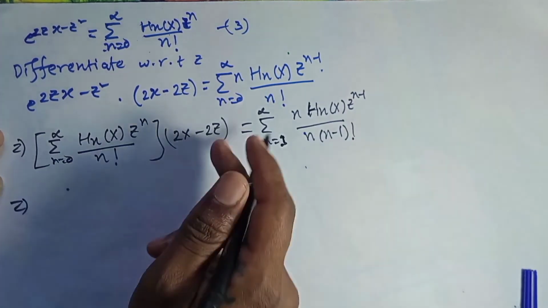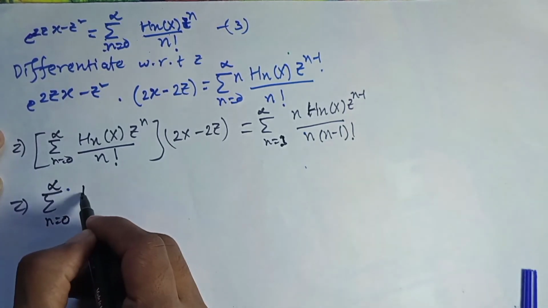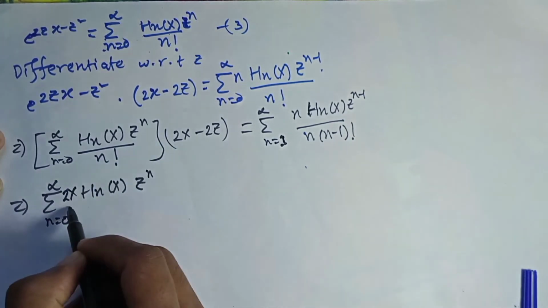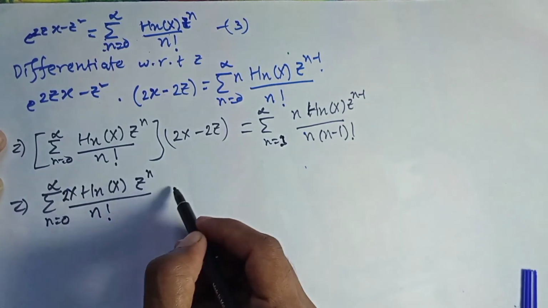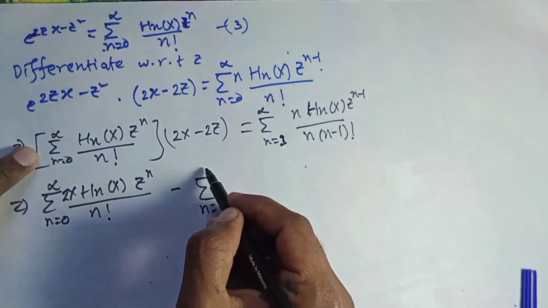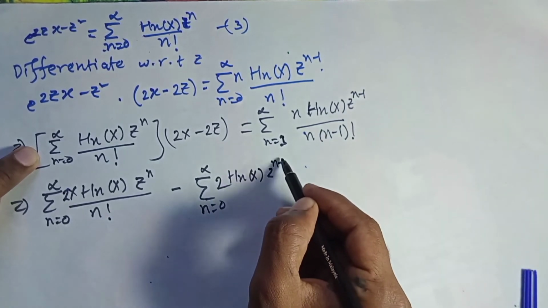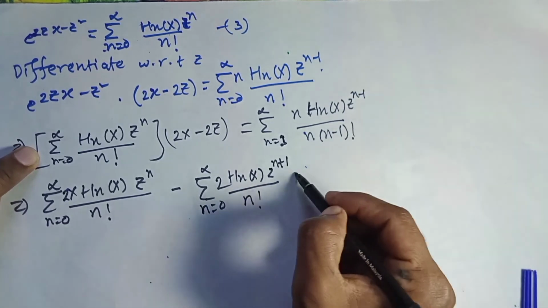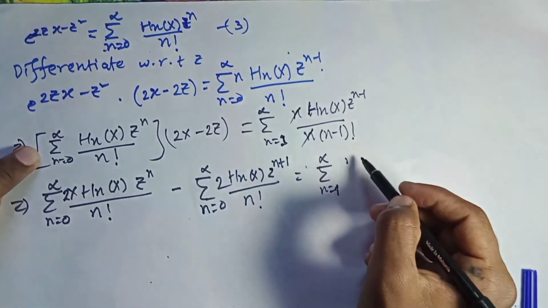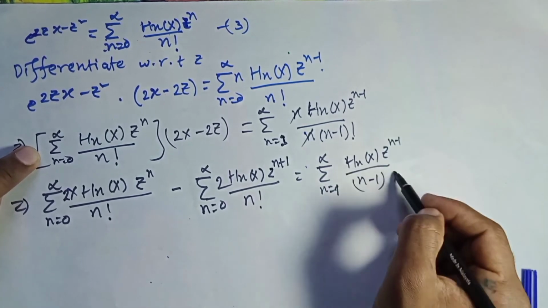Then we multiply this: the summation n is equal to 0 to infinity of Hn of x, z to the power n, here 2x divided by n factorial, minus the summation n is equal to 0 to infinity of Hn of x, 2z to the power n plus 1, divided by factorial n, is equal to the summation n goes from 1 to infinity, n gets cancelled, Hn of x, z to the power n minus 1 divided by n minus 1 factorial.